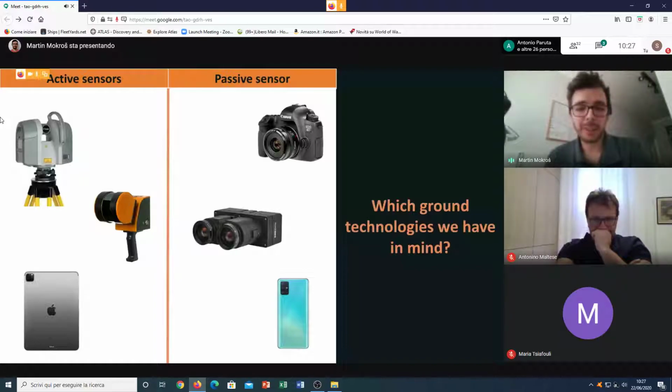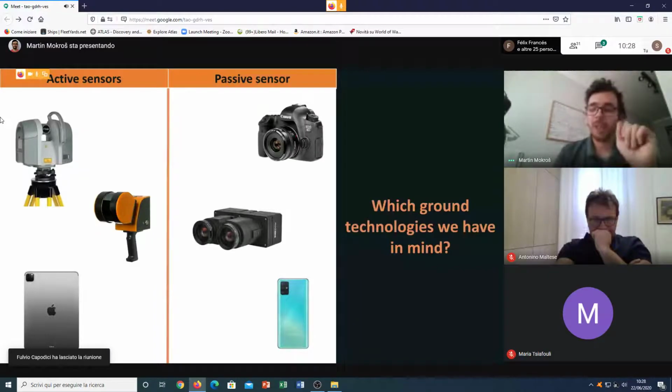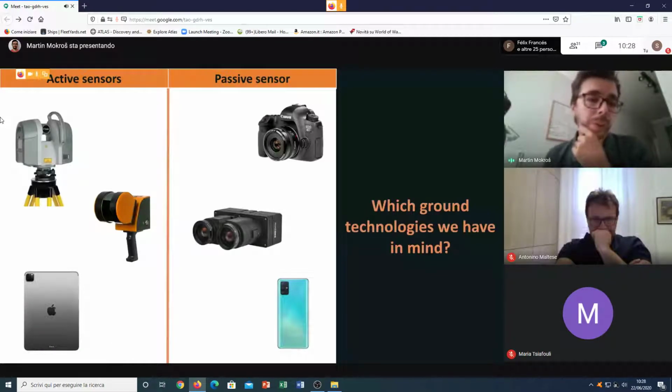You can see some results that we have. The noise is much lower than with passive sensors. This is the result from terrestrial scanning, and on the right is an example from photogrammetry from images. So why not use just TLS? Because we also have to look at the price, and photogrammetry is much cheaper from the point of view of hardware.